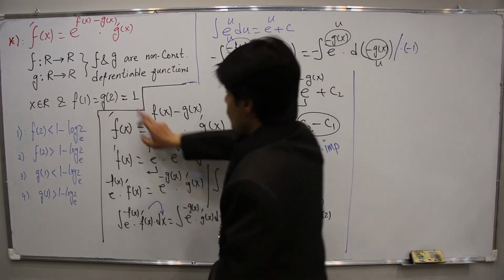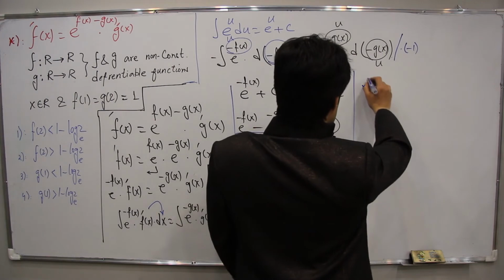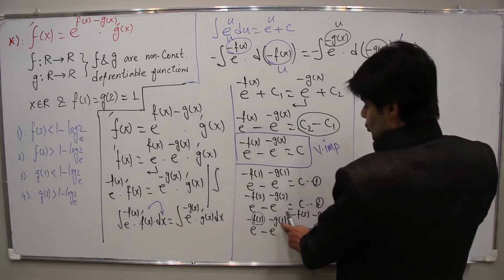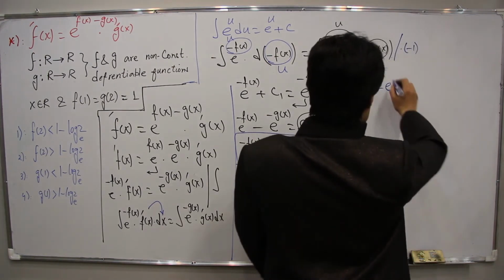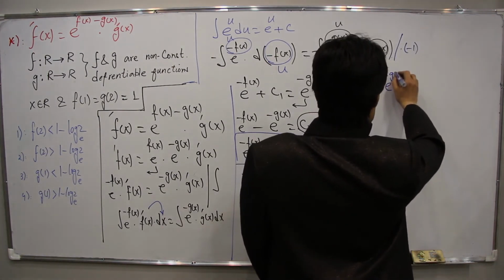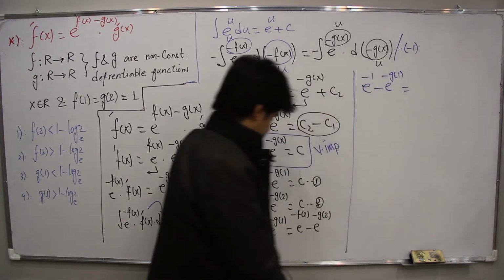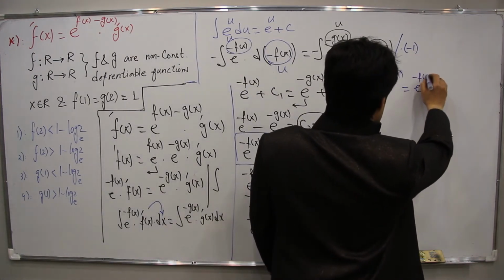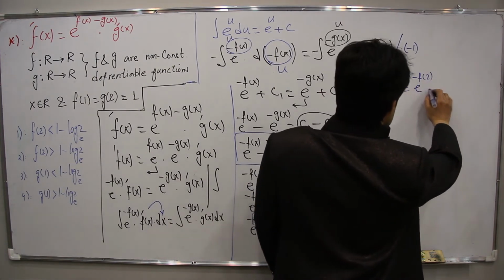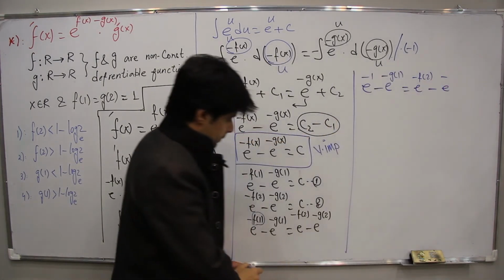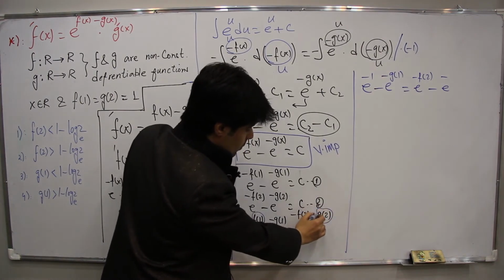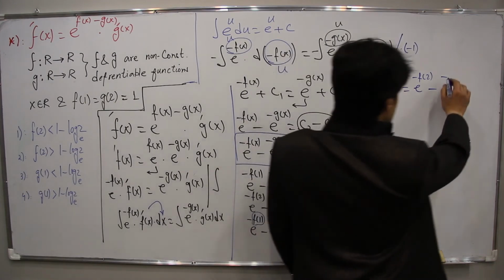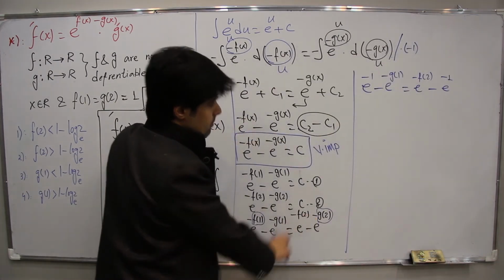f1 is 1, so e to the power minus 1 minus e to the power. Do we have g1? No. It is minus g1 is equal e to the power minus f2. We don't have the value of f2, but we have the value of g2. We have this one. It is again 1. And we have this minus.